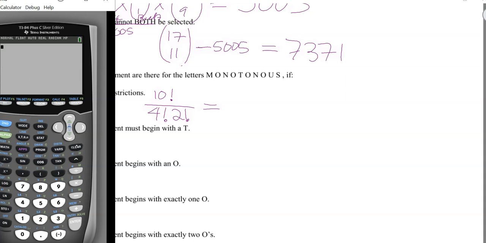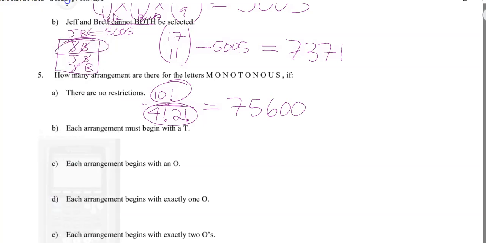So let's clear this. We'll go up top. So 10 factorial, divided by. Now I need to divide by that product, so I'm going to have to put a bracket around that: 4 factorial times 2 factorial. So you have to take the top. This fraction bar means work this out, then do the division, and that's what will happen here. And we get 75,600.